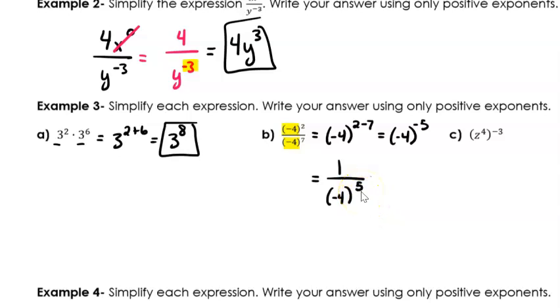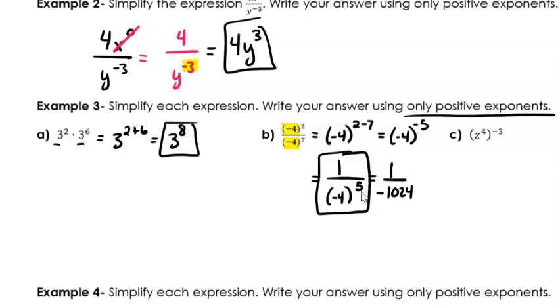I feel like we could leave it like that. If we wanted to know what it was, then it is 1 over negative 1024. But I feel like this answer is fine because it did say write your answer using positive exponents. So I think it's fine to leave it in the exponent form.